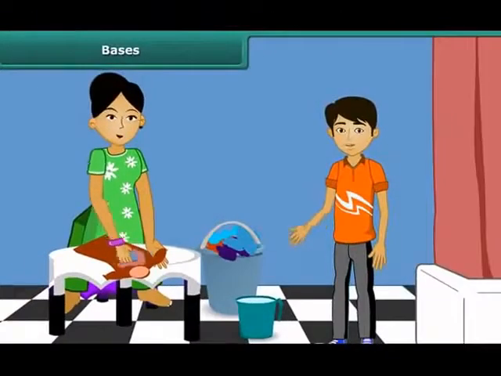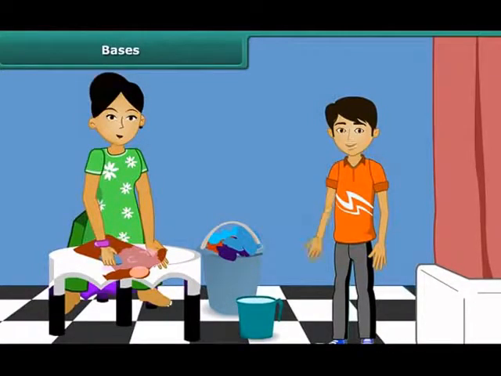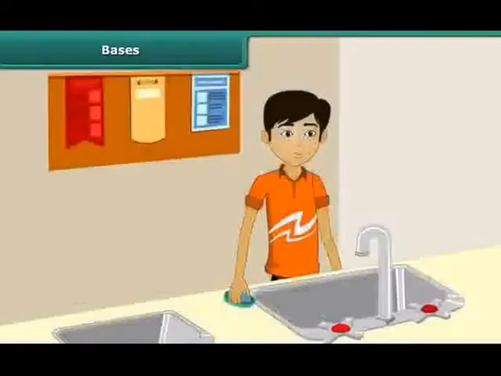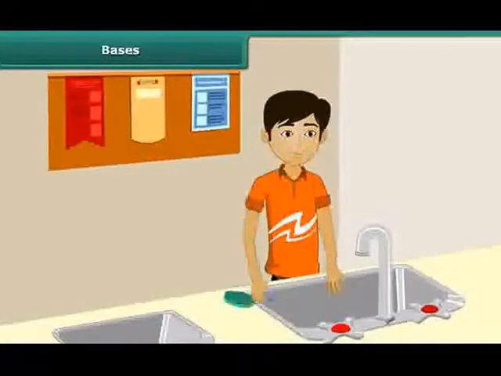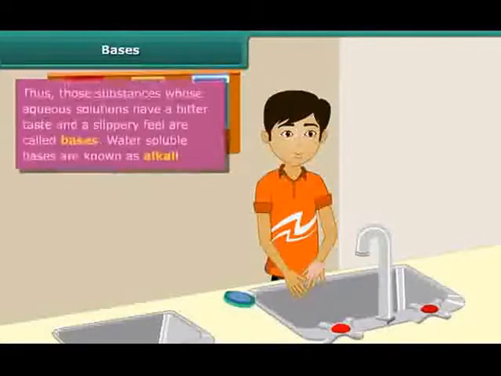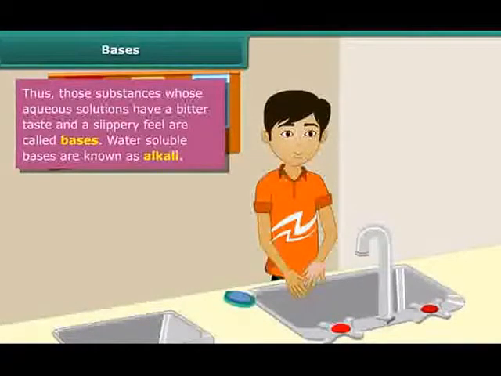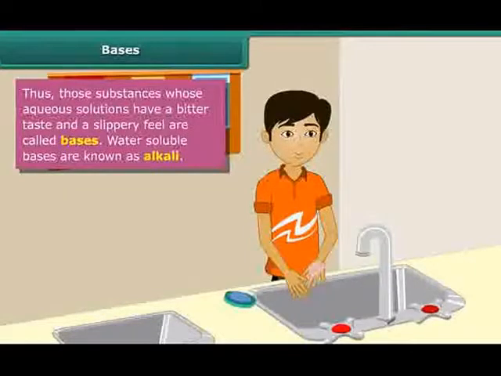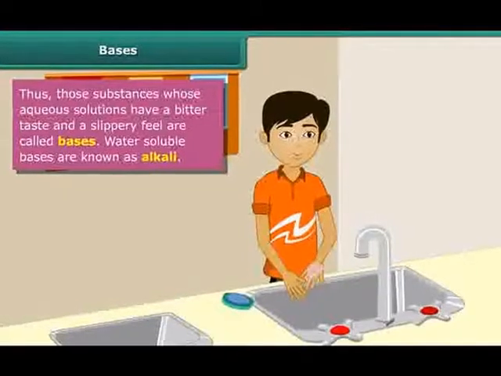We wash our clothes every day with soap. Do you know which kind of solution it is? Soap solution tastes bitter, and on rubbing on the palm, it gives a slippery feeling because it contains base. Thus, those substances whose aqueous solutions have a bitter taste and a slippery feel are called bases. Water-soluble bases are known as alkali.